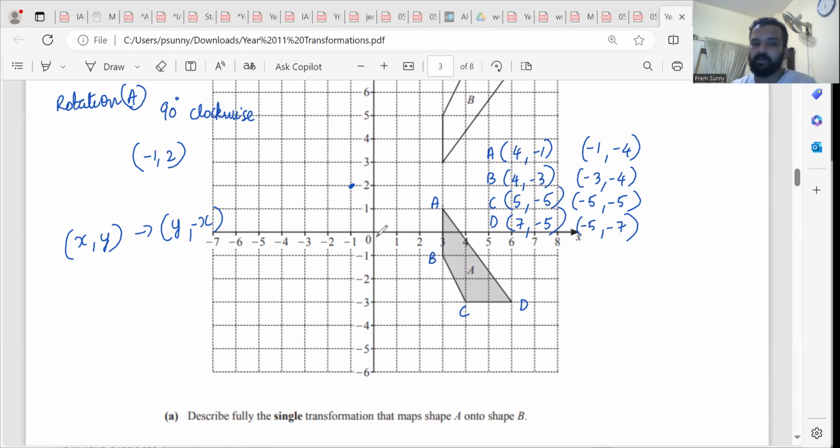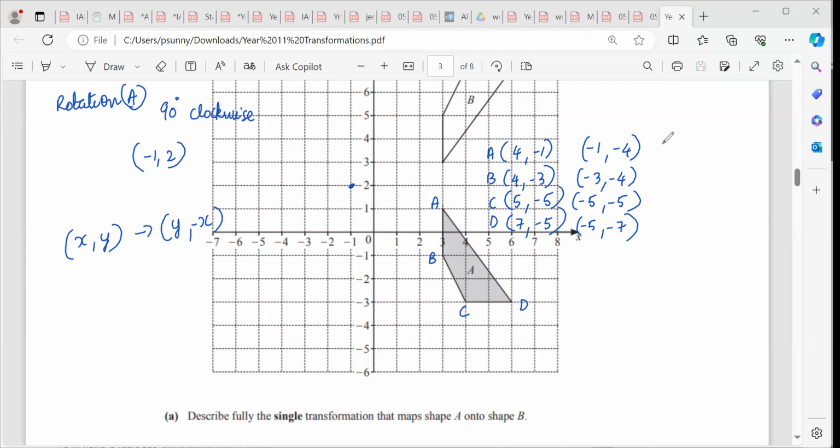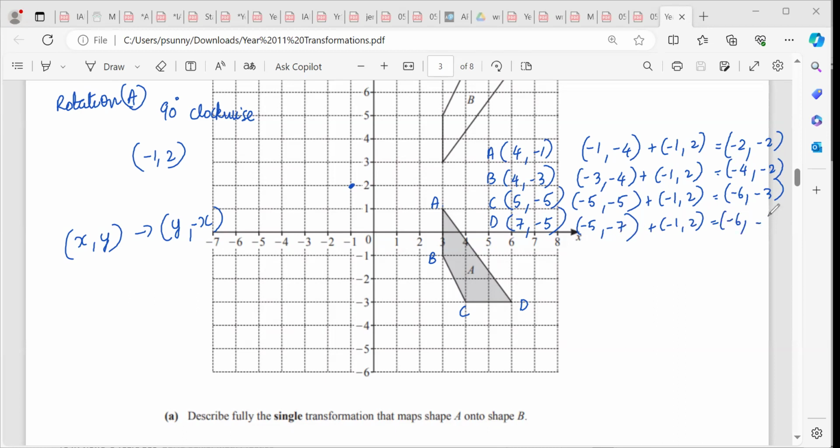Now the rotation was not at the origin, rotation was at the point -1, 2. So what we need to do is just add -1, 2 to each of these. -1 plus -1 is -2. -4 plus 2 is -2. -3 -1 is -4. -4 plus 2 is -2. -5 -1 is -6. -5 plus 2 is -3. -5 -1 is -6. -7 plus 2 is -5.